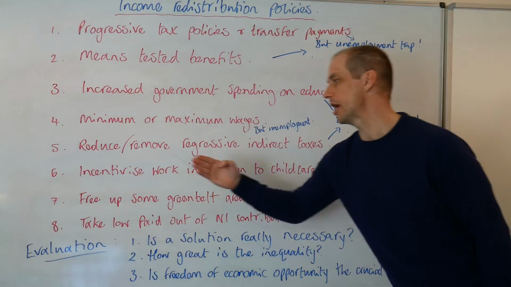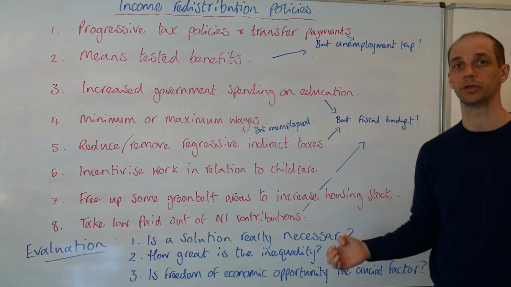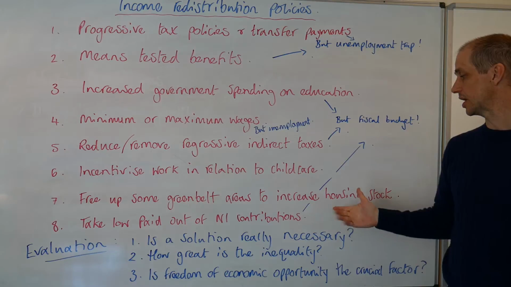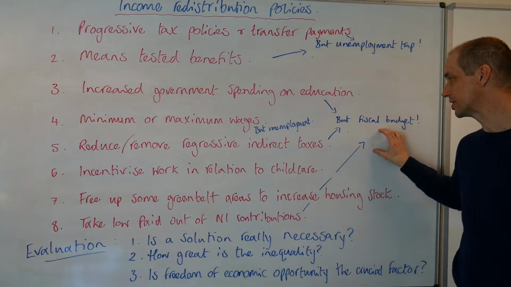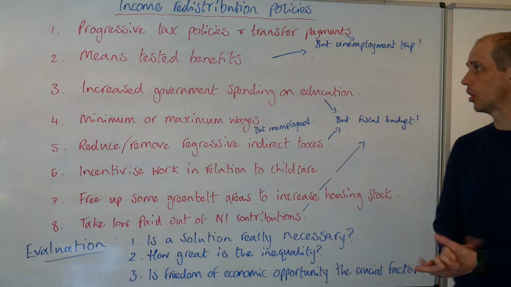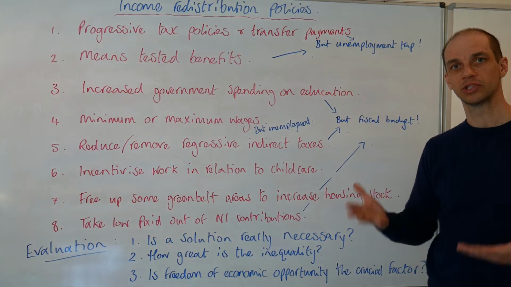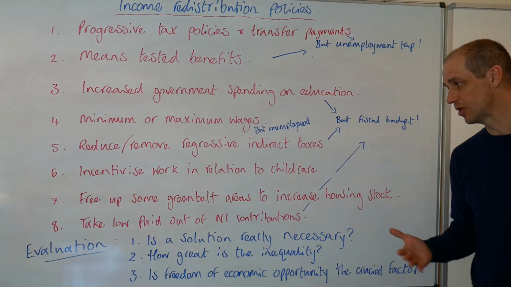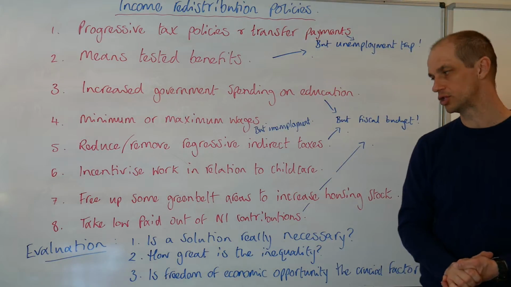Okay, then final point, take low paid out of national insurance contributions, because of course that is regressive as well. Okay, and this does of course bear an influence upon the fiscal budget once again. Okay, so lots of interesting points here, some of them very, very controversial, okay, and some of them more conventional, like the progressive taxation policies.